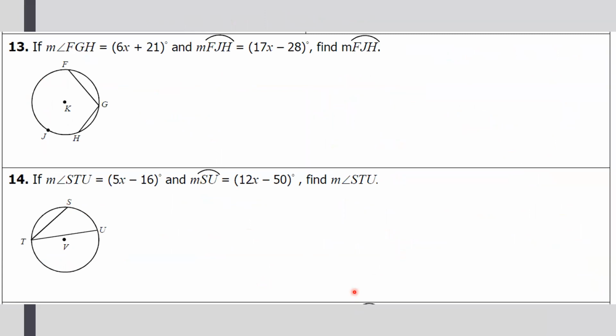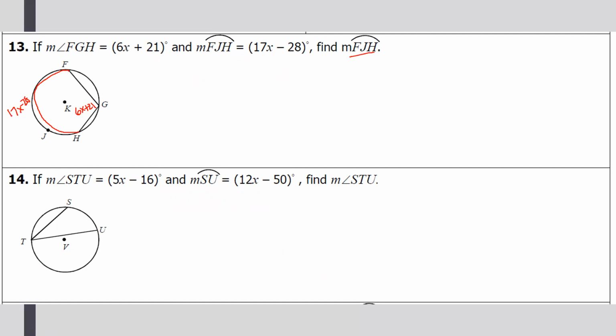All right, the next two examples are just examples where they give you all the information in writing and you have to label it in the picture. Not a big deal, we can do that. So it says the measure of angle FGH is 6x plus 21. I'm going to go ahead and write 6x plus 21 right here on the angle. And the measure of arc FJH, okay, that's an arc, this guy, is 17x minus 28. We need to find the measure of arc FJH.